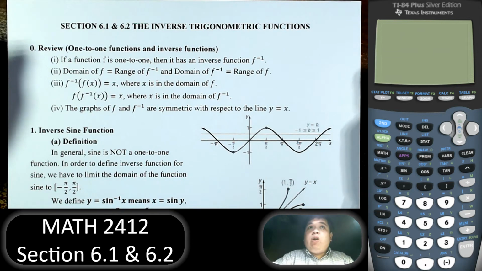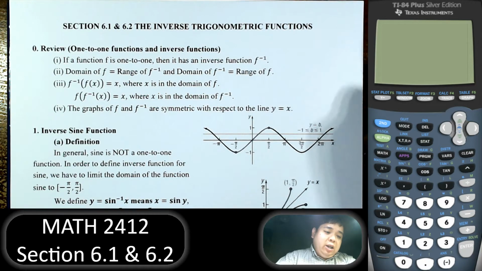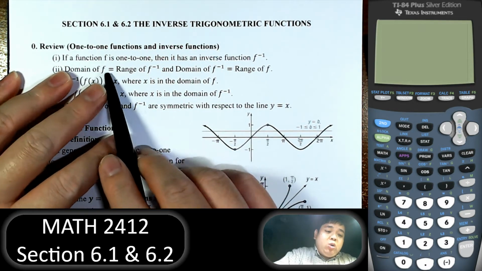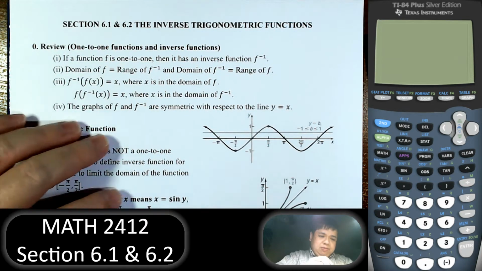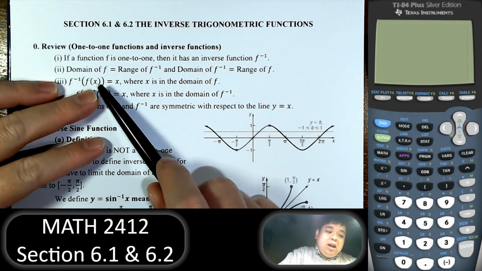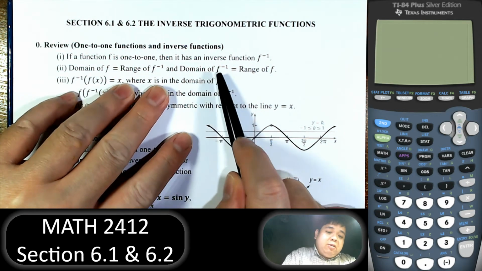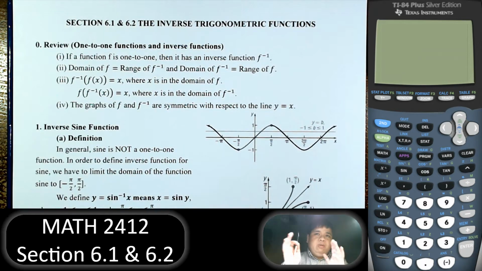Inverse trigonometric functions. So before we go to inverse trigonometric functions, here is what we need to know about inverse functions. First of all, if a function is one-to-one, then it has an inverse. So only a one-to-one function has an inverse. Next, the domain of the function is the range of the inverse, and the domain of the inverse is the range of the function. So from the function to the inverse, and from the inverse to the function, we interchange the domain and range.